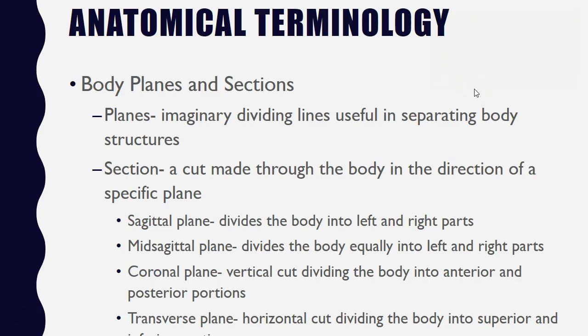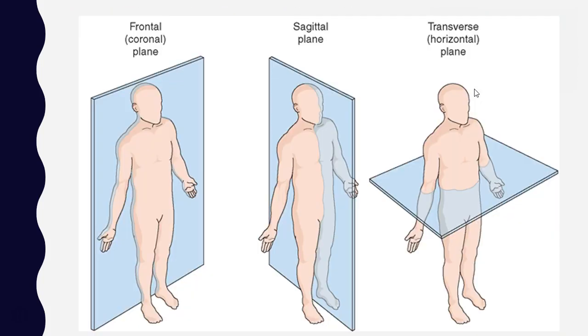Next, we see body planes and sections. Planes are imaginary dividing lines useful for separating body structures. The section is the cut, so we're just going to call these planes. A sagittal plane is a plane that divides a body or a structure into left and right parts. If we're dividing it left from right, we're going to call it a sagittal plane. Here we can see in the middle a sagittal plane. Notice the body is being cut left from right.